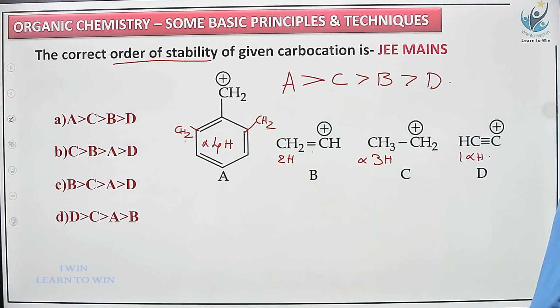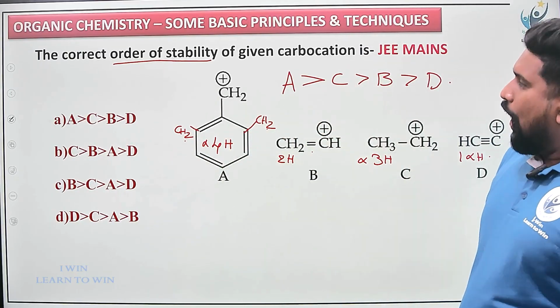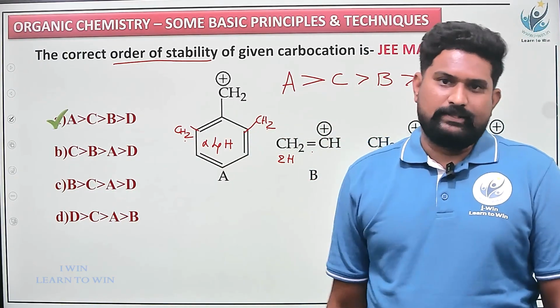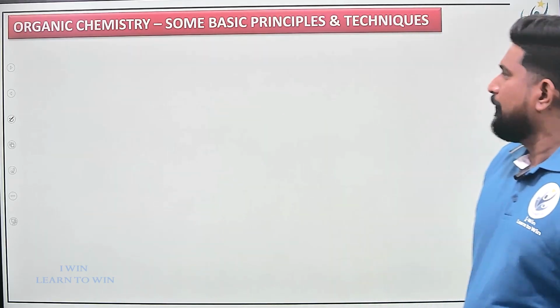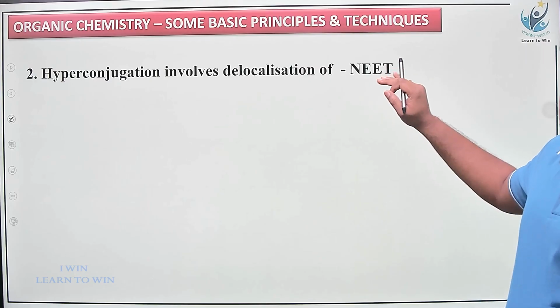Option A, B, C, D. Now look at this, my dear students. A, C, B, D. Okay, A, C, B, D. Yes, option A is our correct answer. So this is our correct answer. Now let us go with the next question. This question is from the NEET examination.